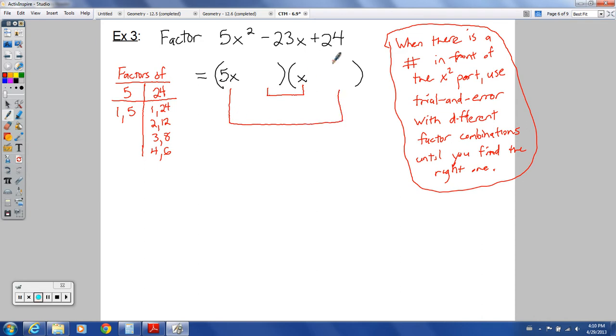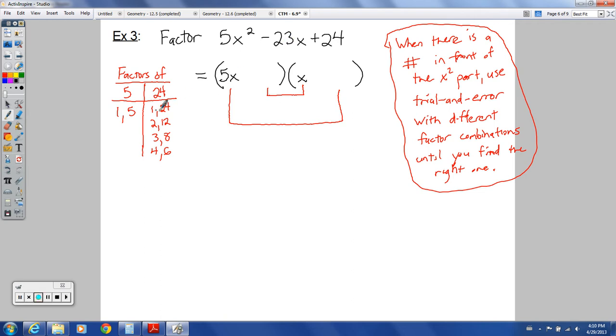put your pencil down for a moment. I just want you to listen. We're going to use trial and error here. You're going to see me go through this. So I'm going to be erasing some things here potentially. If I don't get the right combination, I'm going to have to erase some things. And so let's see what I got. I know it has to multiply to positive 24, but it has to add together to get negative 23.